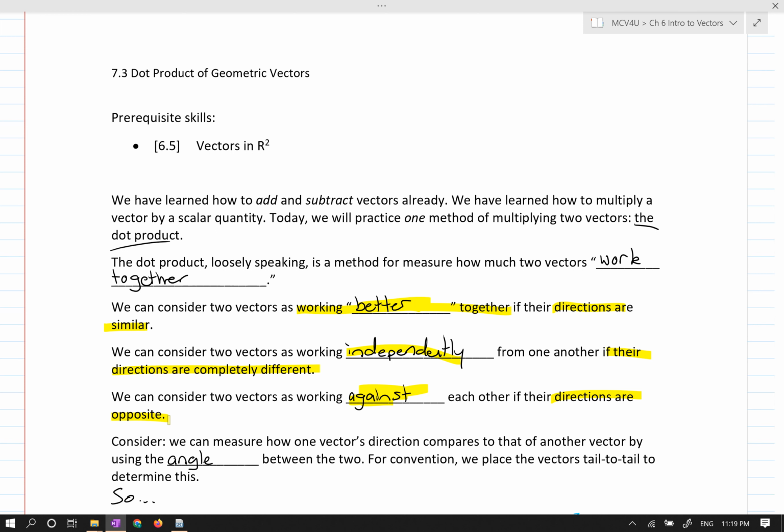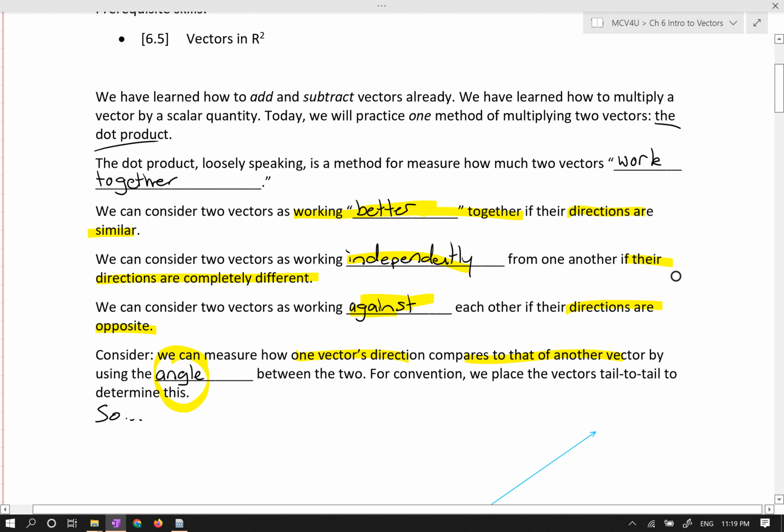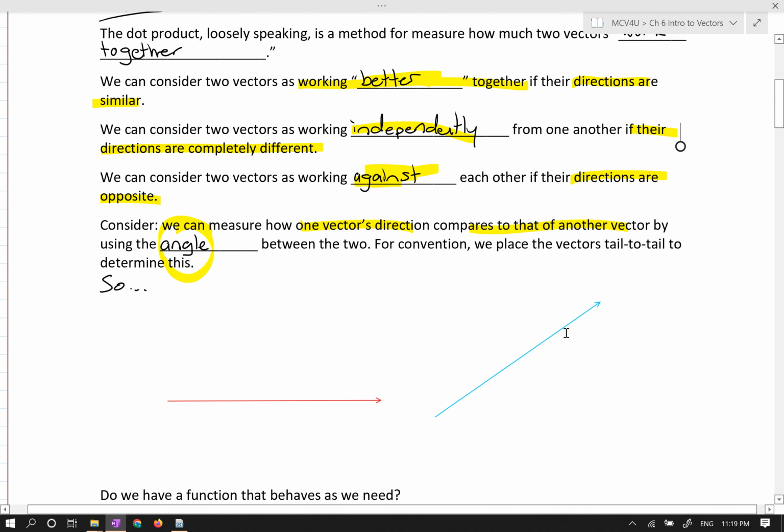Now, if we're going to compare their directions, how one vector's direction compares to the direction of another vector, then what we're really talking about is the angle between the two vectors. So for convention, what we do is we put the vectors tail to tail to one another to determine how well they're going to work together. So I'll move this vector over here. Good. It should look something like this.